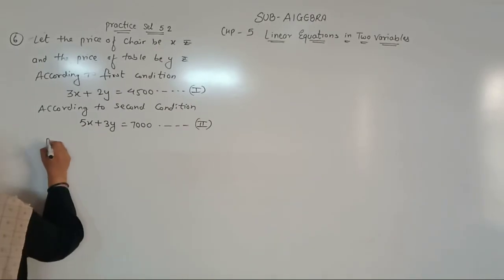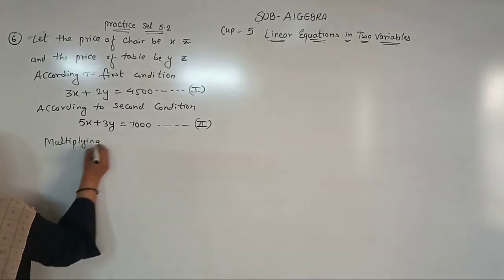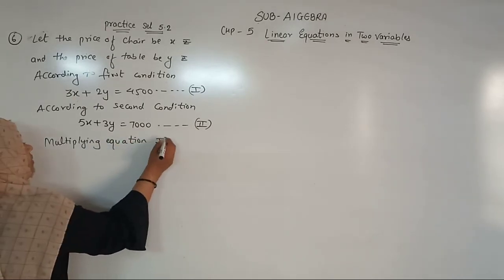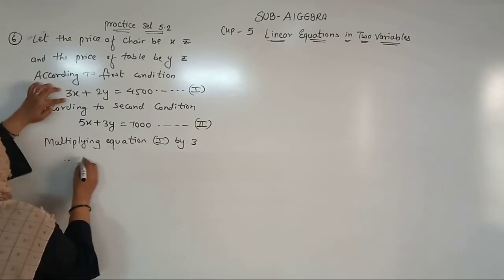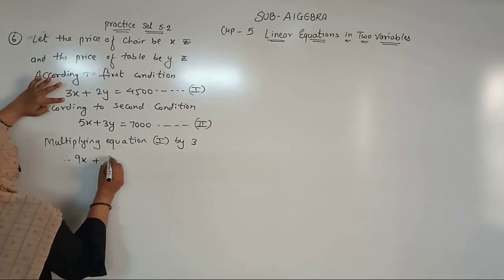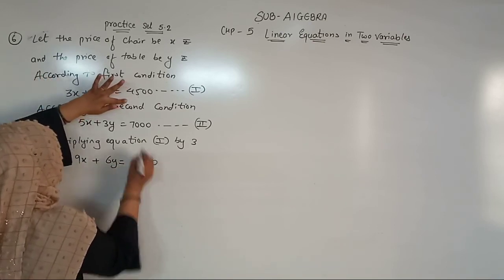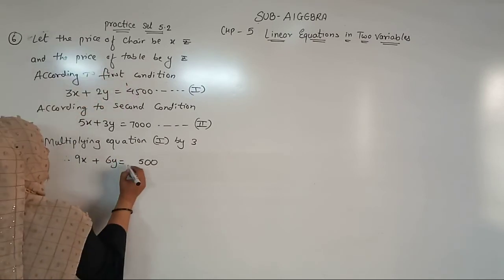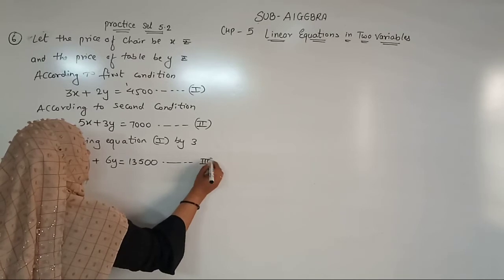So go step by step, multiplying equation number 1 by 3. So 3 3s are 9x plus 3 2s are 6y. 3 0s are 0, 3 0s are 0, 3 5s are 15, 1 carry, 3 4s are 12, 12 plus 1, 13. So that is my equation number 3.